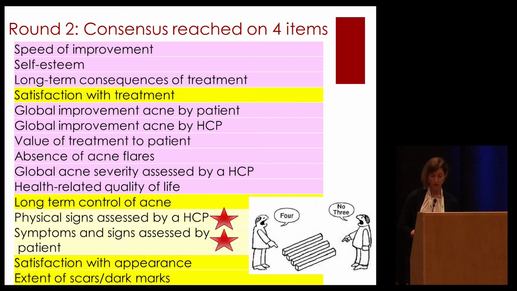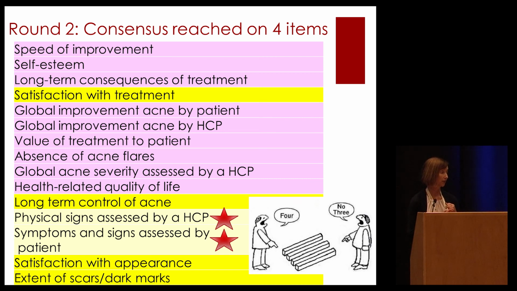So in round 2, we had the 12 items that made the cut and the couple that we added. Also in round 1, we asked the participants for other items that weren't on the list that they thought might be important. One that was added in by patients was the extent of scars and dark marks, which turned out to be very important to patients, and also to the healthcare professionals. So the items in the bright yellow are the 4 items where consensus was reached in round 2.